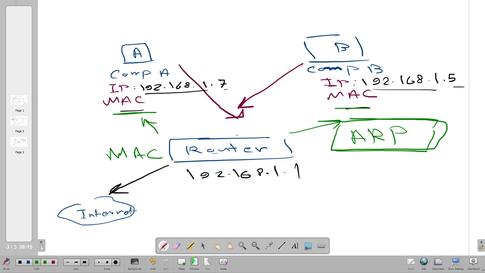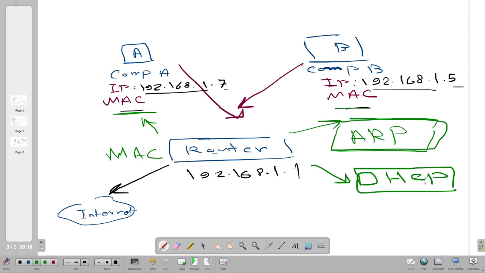After they identified each other with the MAC addresses, computer A will now ask the router for an IP address. Hey, assign me an IP address. The assignment of IP addresses in an internal network is done by using a protocol called DHCP. So DHCP is where IP addresses are assigned.